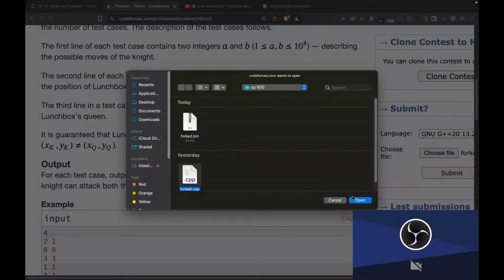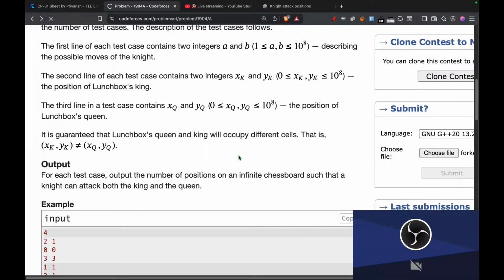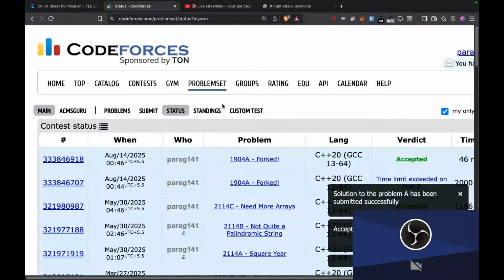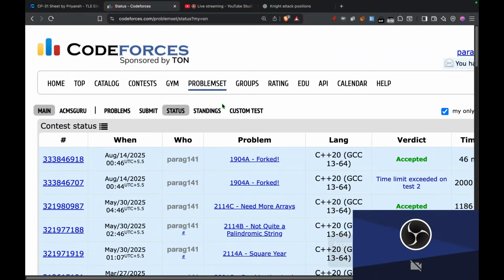Same file. Done. The logic was from Google and eight positions and check it from A and B. We can find, okay.